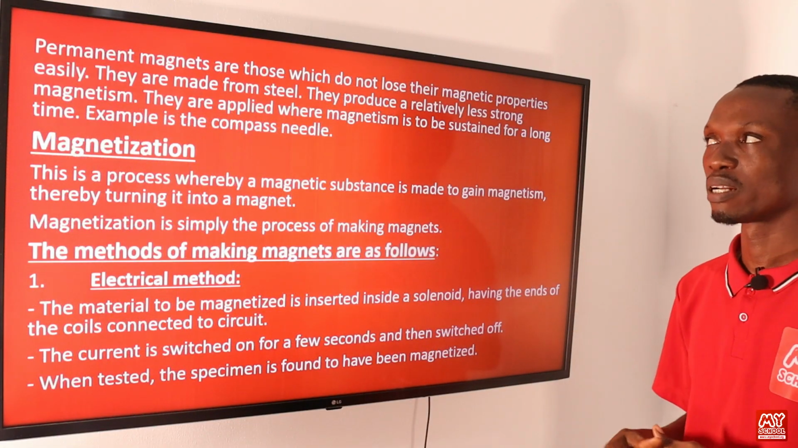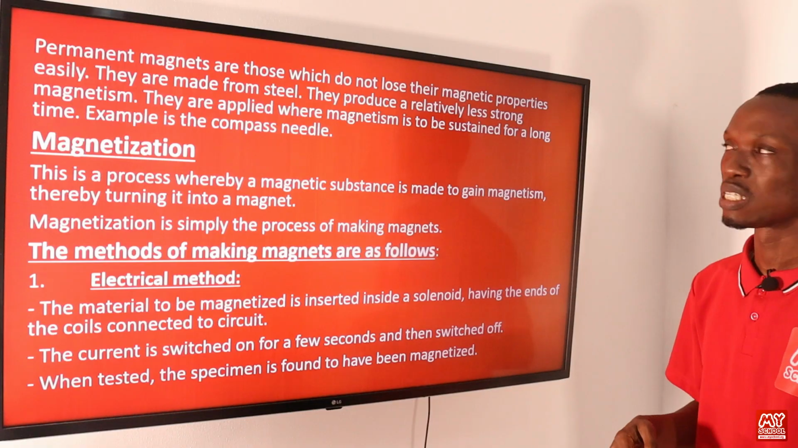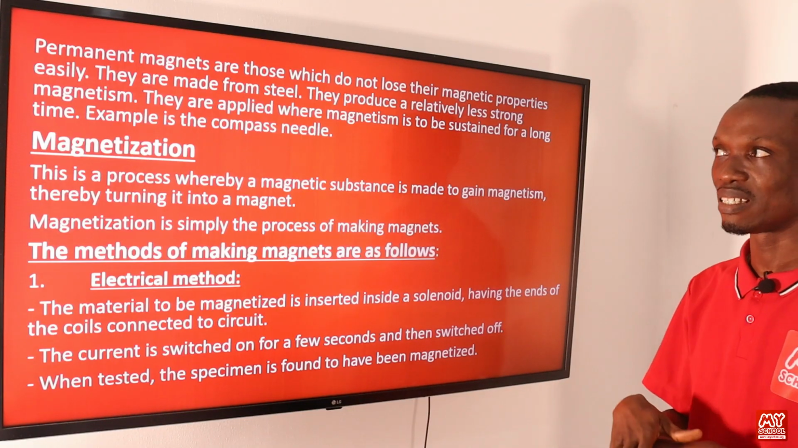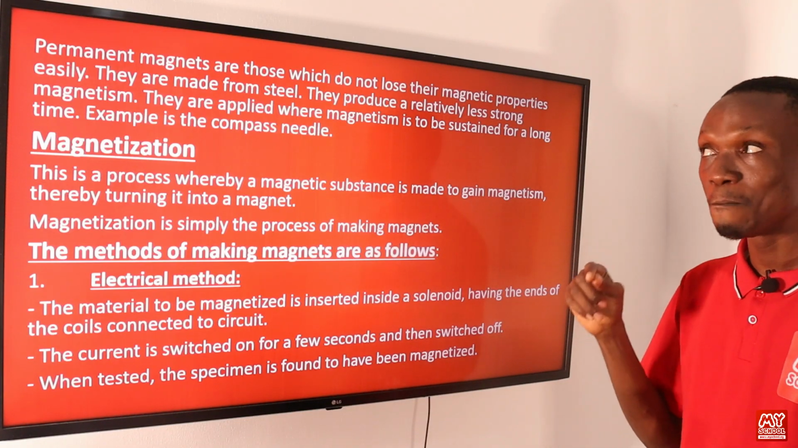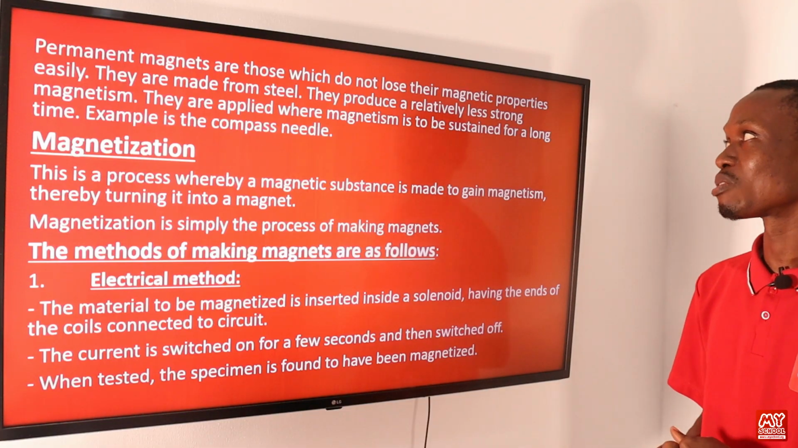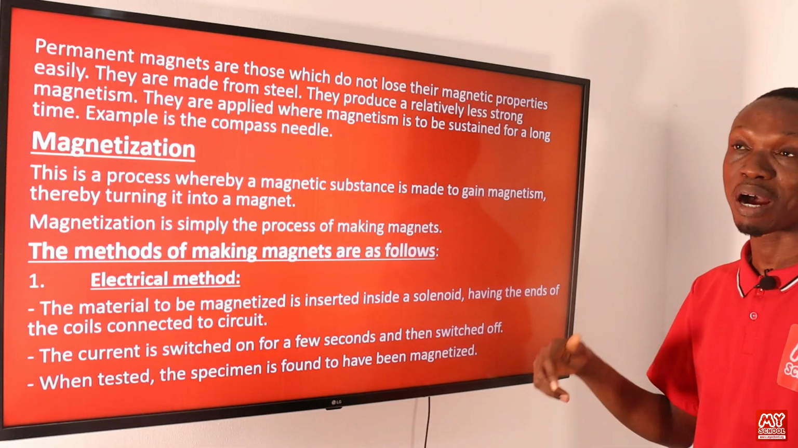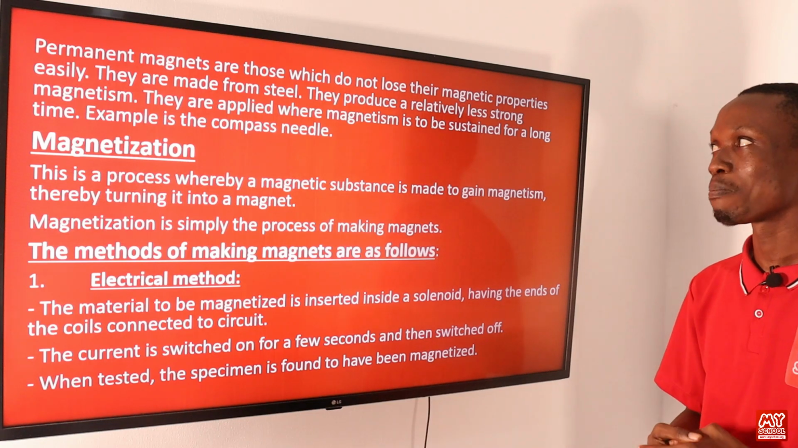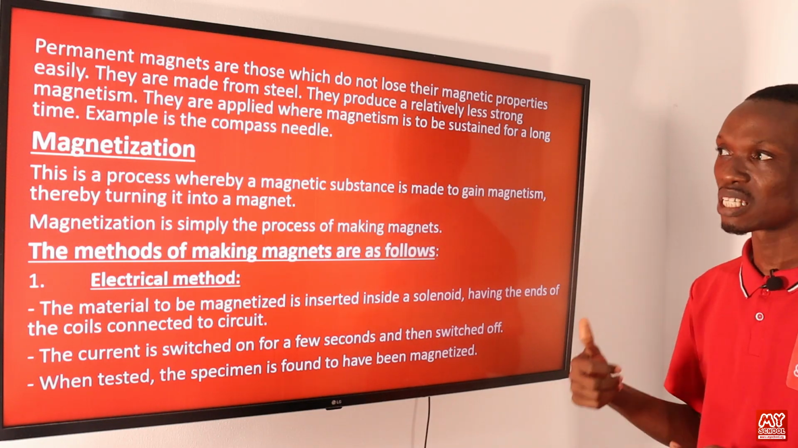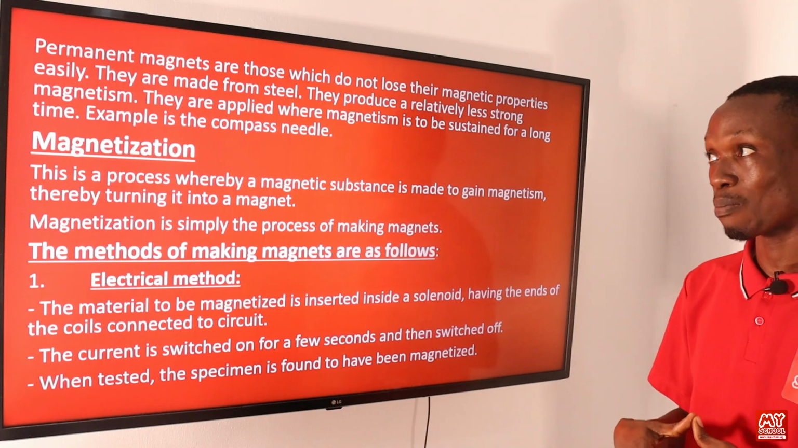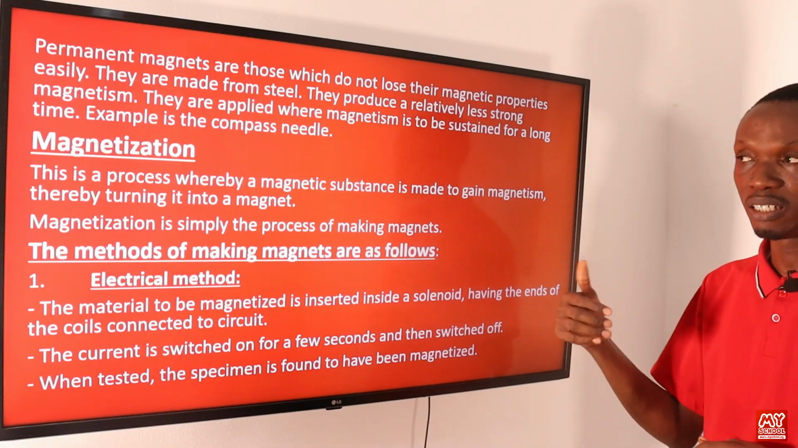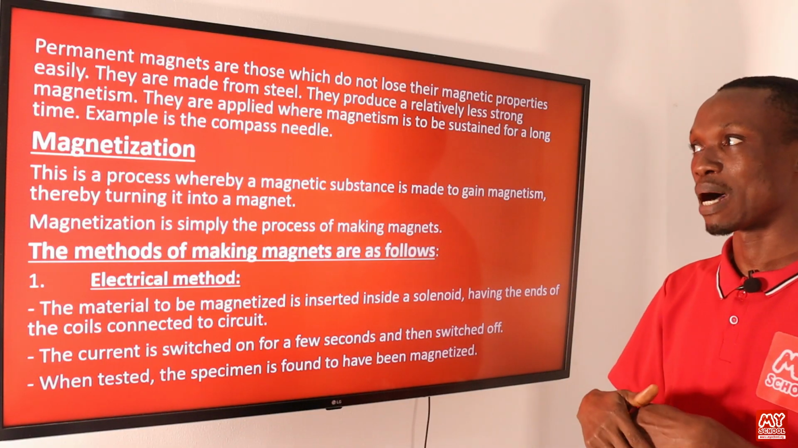Now, a permanent magnet is one that does not lose its magnetic properties easily, and it is made from steel. They produce a relatively less strong magnetism. They are applied where magnetism is to be sustained for a long time, and a good example is the compass needle. So let's talk about magnetization.